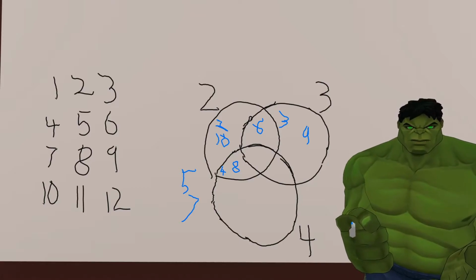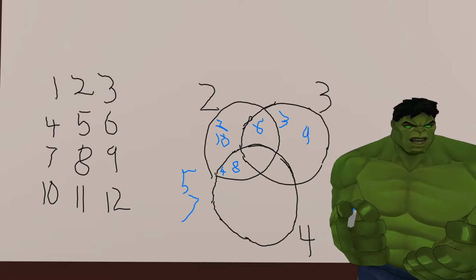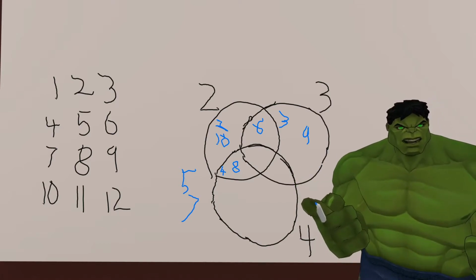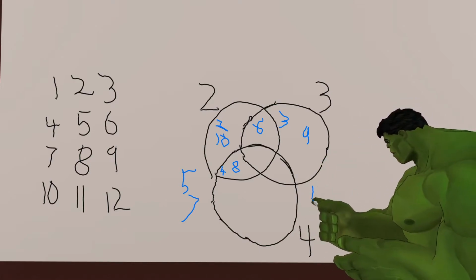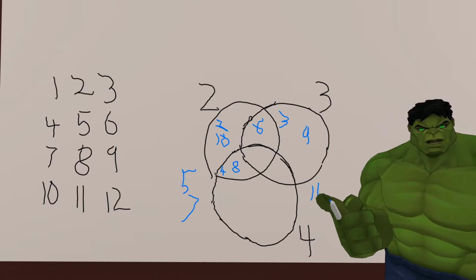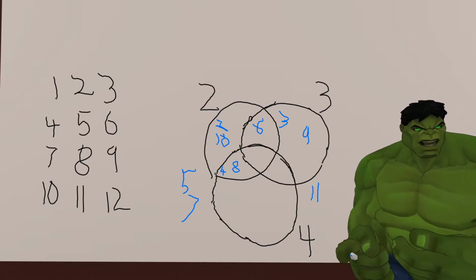What about 11? Well, 11, just like 7 and just like 5, is a prime number. We have to write it outside of these circles because nothing fits into it. Now I'm going to write it over this side this time, because it doesn't actually matter where we put it, just as long as it's there and in our Venn diagram.